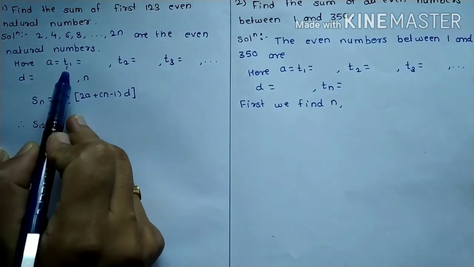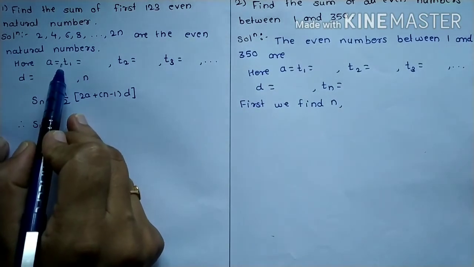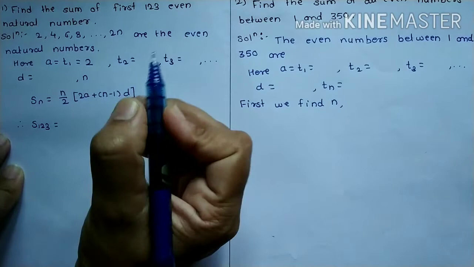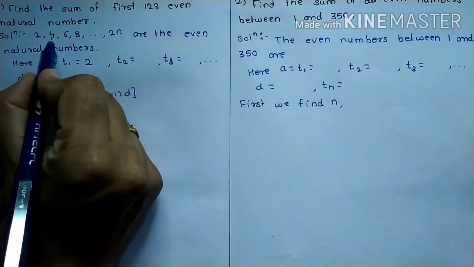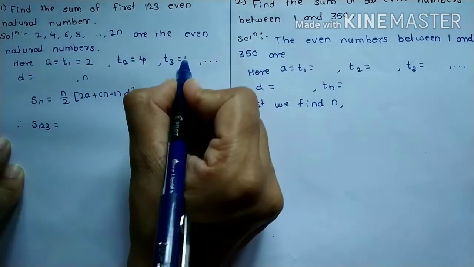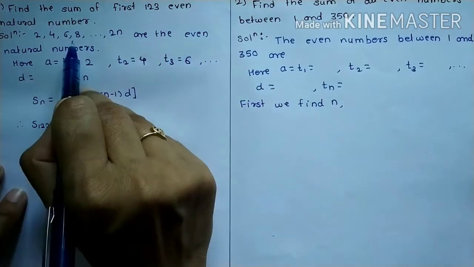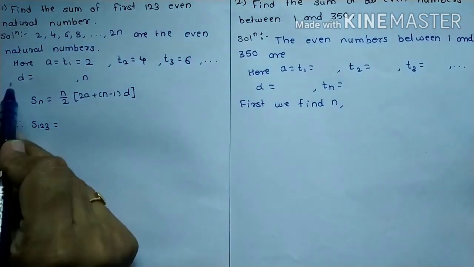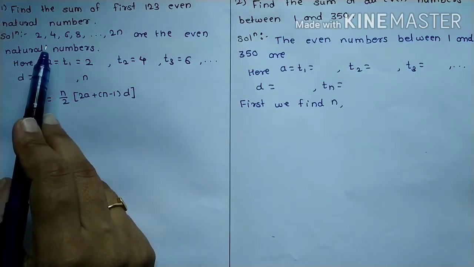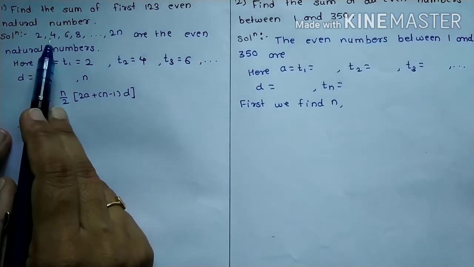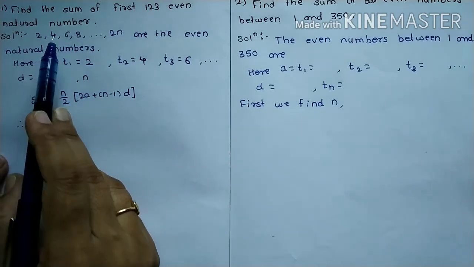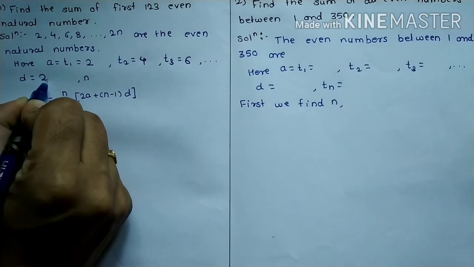Here a equal to T1 means first term. Therefore, a equal to T1 equal to 2. Then T2 means second term. Therefore, T2 equal to 4. T3 means third term. T3 is 6. T4 is 8 and so on. d means common difference. That is difference between two consecutive terms. Here difference between two consecutive terms is 4 minus 2 is 2. 6 minus 4 is again 2. Means difference is common, that is 2.